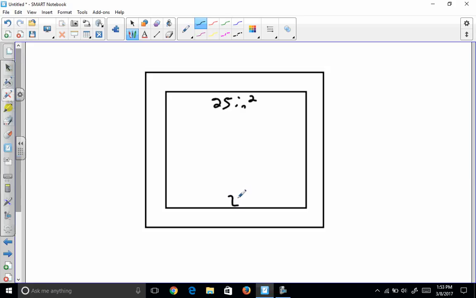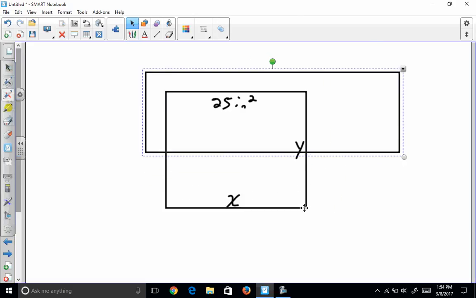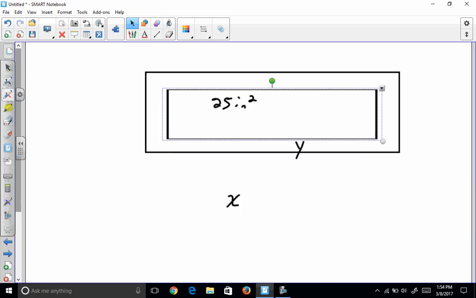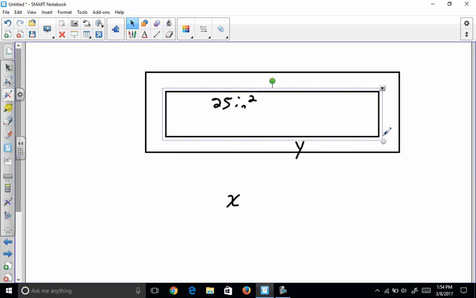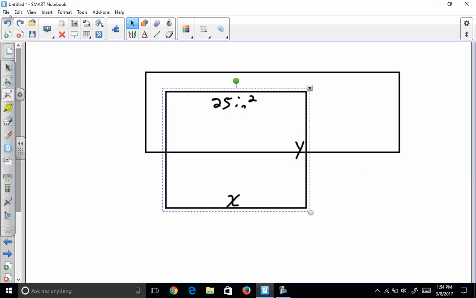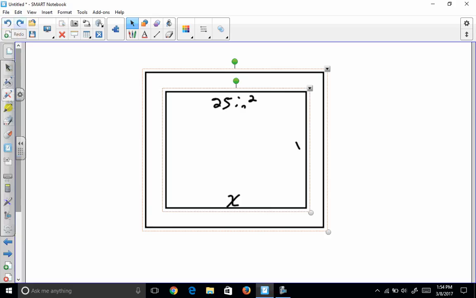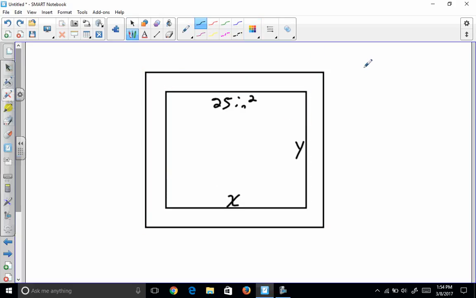So let's call this x and this y. We don't know whether this is going to be long and narrow, or whether it's going to be square. We don't exactly know yet. All we know is that this area in here needs to be 25 square inches. So when we multiply our x times our y, that needs to give us 25.